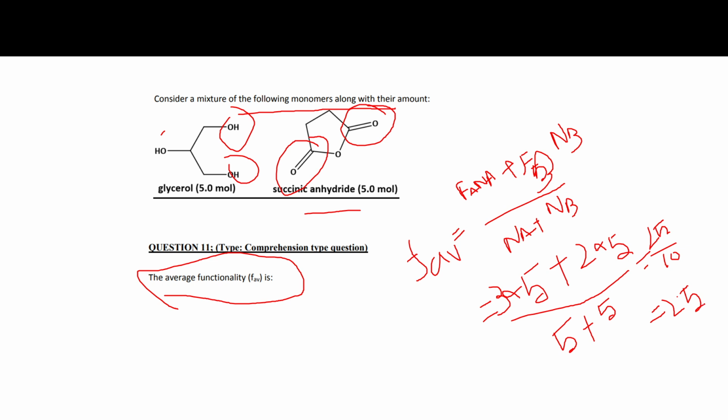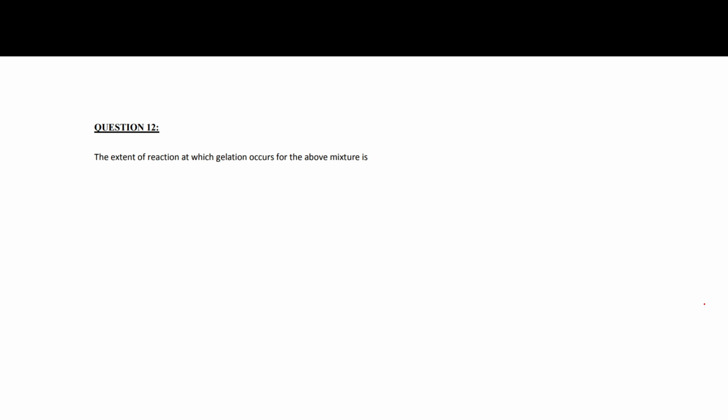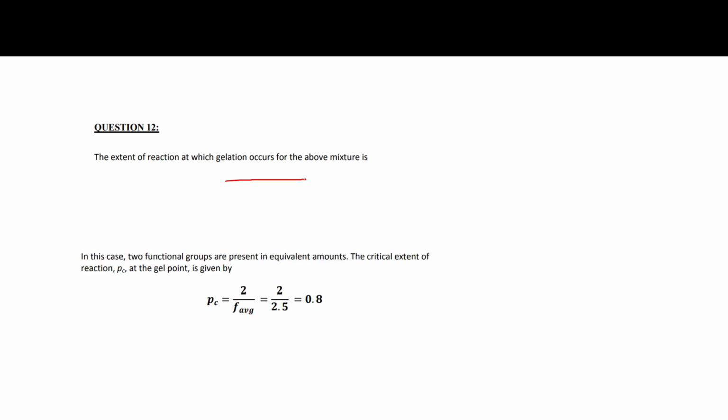There is also one relation we have to know, between the average functionality and the extent of reaction. The extent of reaction at which gelation occurs in this mixture is related to the critical extent of reaction. After that, we cannot control the polymerization. So in condensation polymerization, there is some critical point after which the molecular weight of the polymer is not controllable. Up to that, it is given by the notation Pc, the critical extent of reaction.